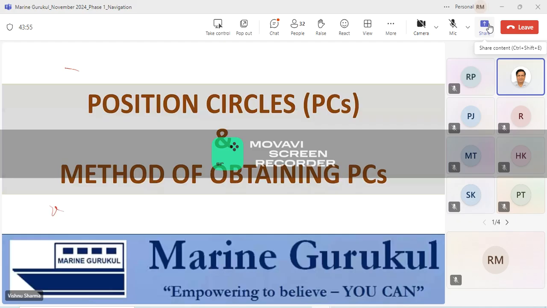Okay, now if you have a circle like this, can you mute yourself, please, guys? Those who are not interacting with me, please mute yourself.